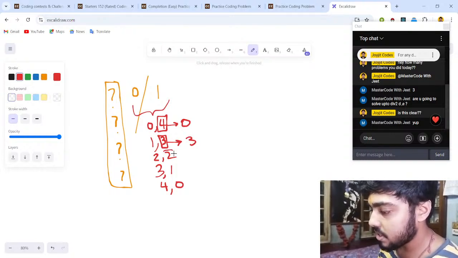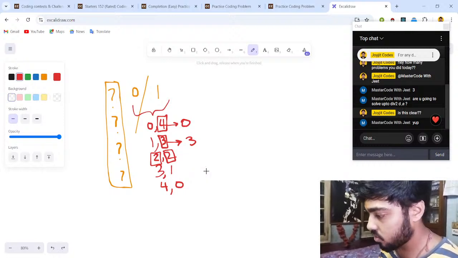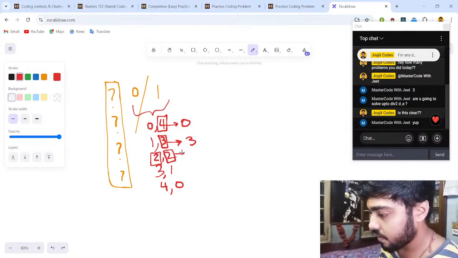But if 2 positions are different, so the Hamming distance will be like there are 2 positions. Basically for every 2 of these, you can have 2 which are different, which makes 2 into 2, 4. Clear?